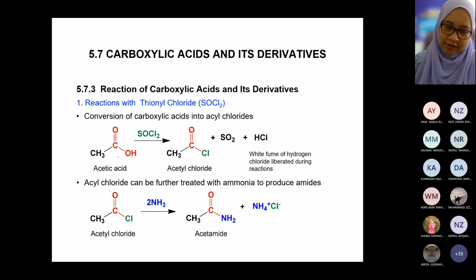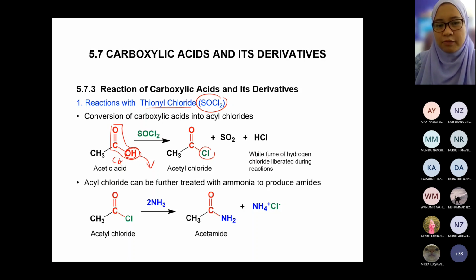Okay, so first reaction. Carboxylic acid when you react with thionyl chloride, SOCl2. This is known as thionyl chloride. So, what happened? This is carboxylic acid. How do we know? Because of the functional group. With SOCl2, what actually happens is that this OH will be removed out of the carboxylic acid and replaced with Cl. This is the observation. When you perform this kind of experiment, it will produce white fumes that represent the hydrogen chloride, HCl, liberated during the reaction.